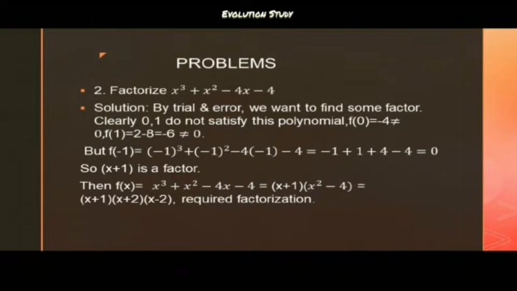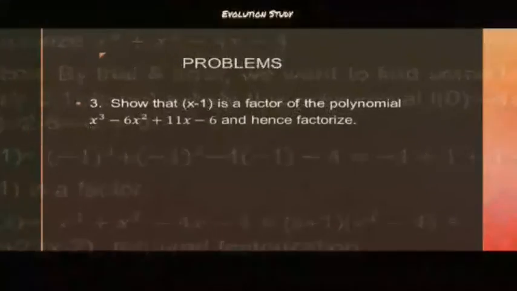So x plus 1 is a factor. Then f(x) = x^3 + x^2 - 4x - 4 = (x + 1)(x^2 - 4) = (x + 1)(x + 2)(x - 2), the required factorization. Let's move on to problem number 3.